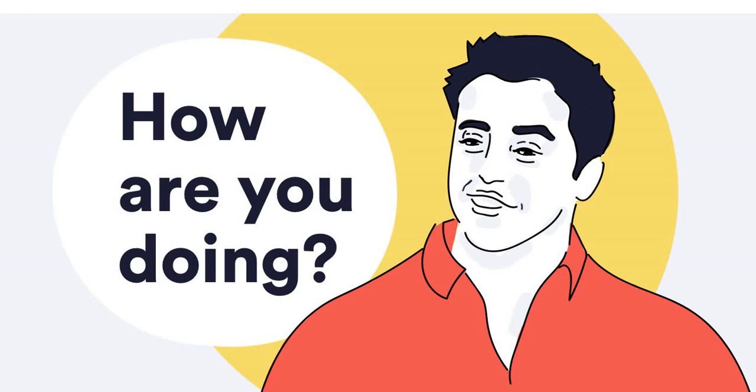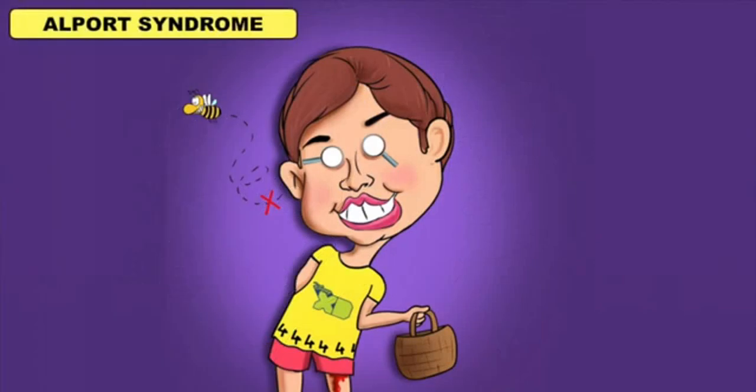Hi everyone, in this video we will discuss Alport syndrome, which is a hereditary disorder, and we will discuss the visual mnemonic for Alport syndrome. Alport syndrome is basically a nephritic syndrome which is related to the kidney, eye and ear.